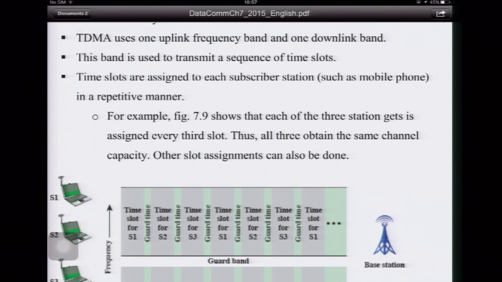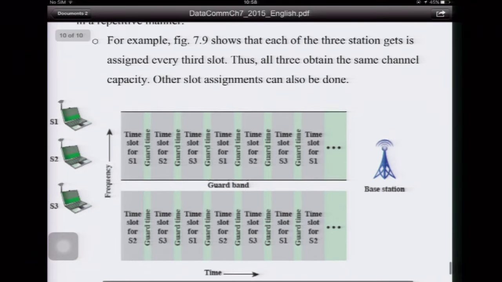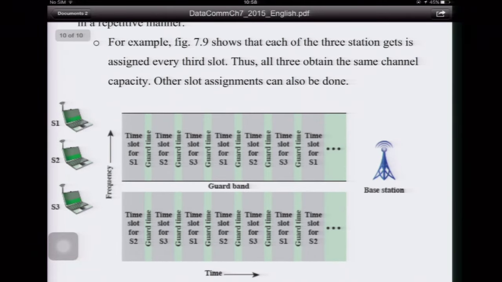In each of the bands we transmit a sequence of time slots, and each time slot is assigned to each subscriber or each mobile phone. You can send at this time, and the others can send at another time, in different time slots. In this case it is 1, 2, 3, and then 1, 2, 3 again. Both the uplink and downlink frequencies have time slots, repeating 1, 2, 3 in a repetitive manner.